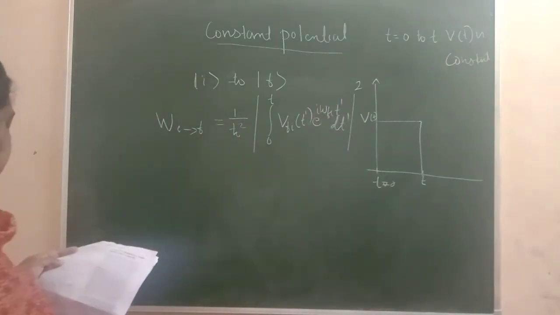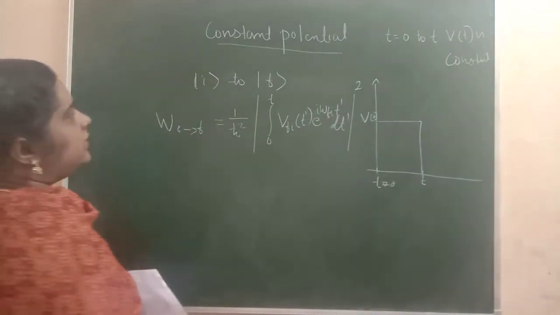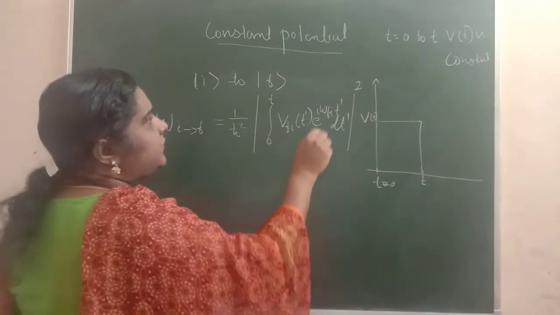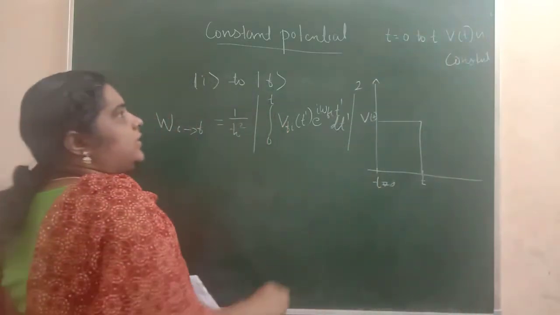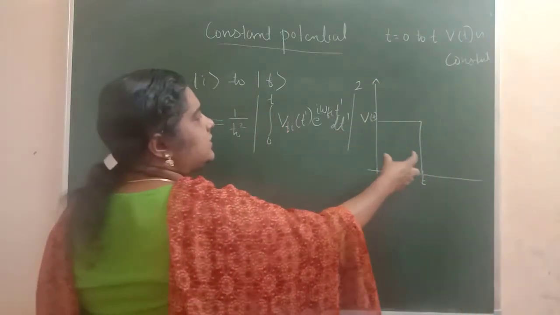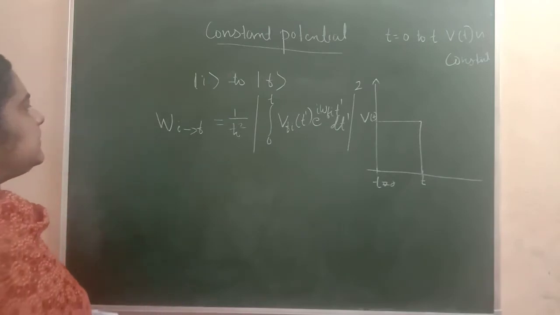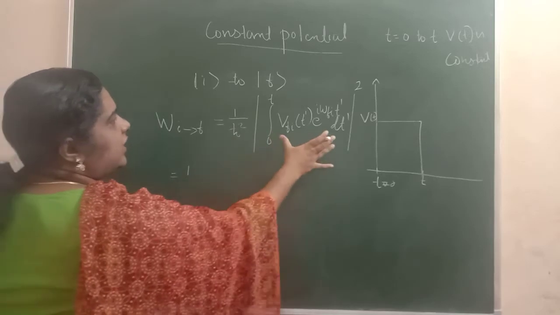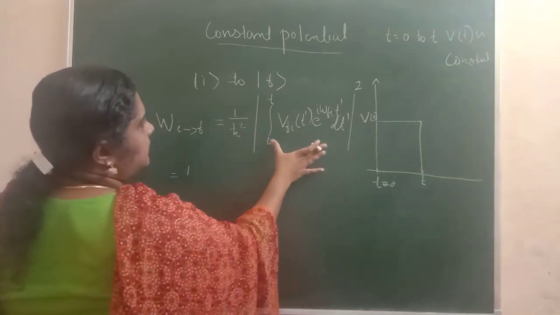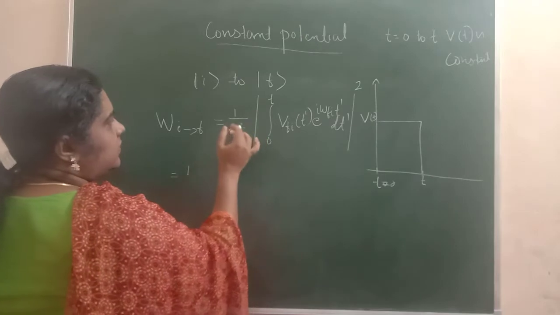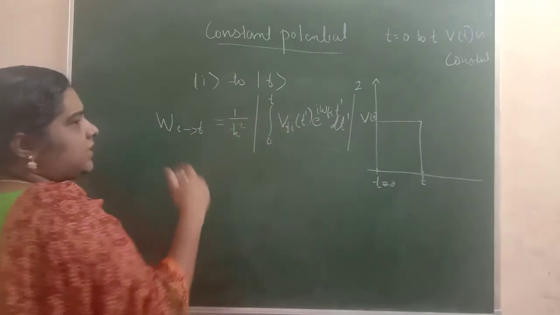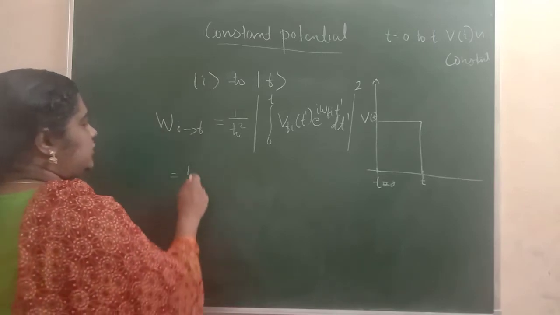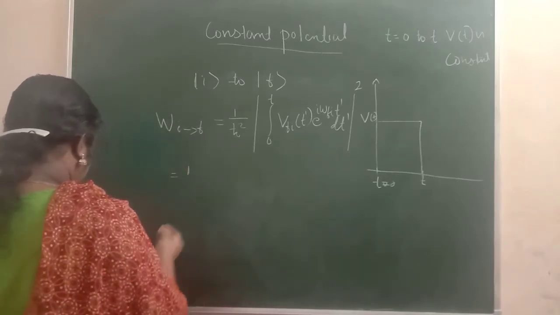Today we have to calculate this transition probability for this problem. V of t is constant, that is, in this interval there is no time dependence. So this can be calculated. First you have to calculate the integral, then we will take the modulus square for calculating the transition probability.